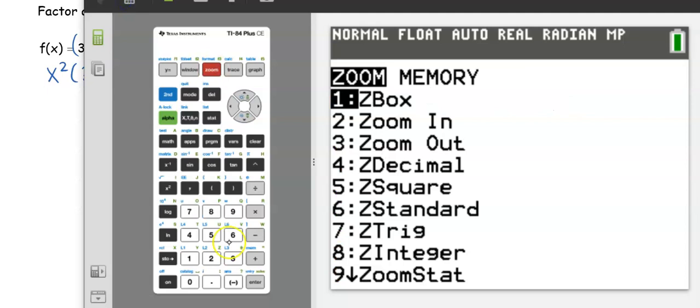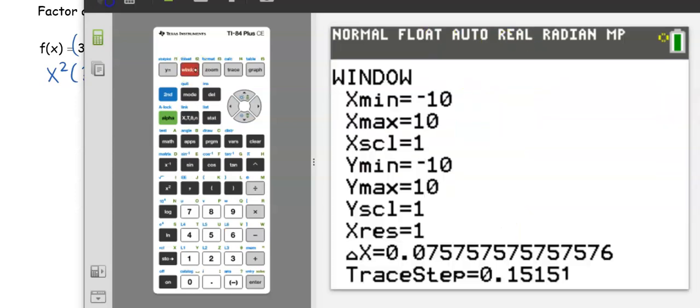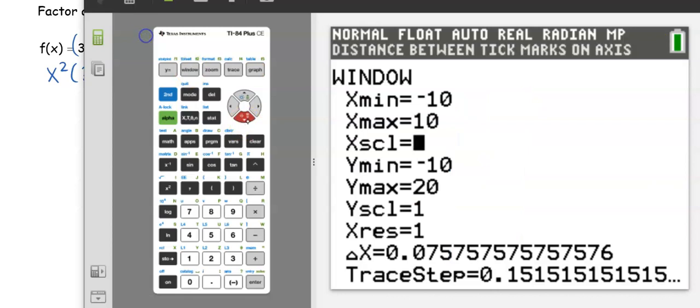We're going to start off with a standard window, zoom 6. Now I need to change it a little bit. I need to move it up here. So I go to my window because I want to be able to see that whole thing. I hit graph. Oh, I didn't move it far enough. Let me change it to 30.